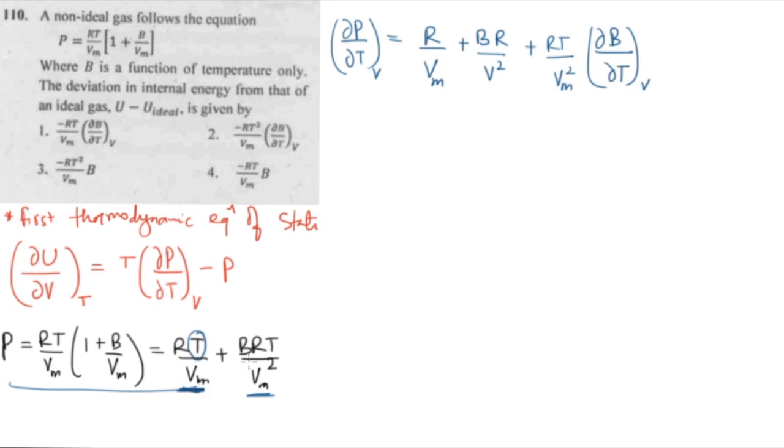This part can be easily differentiated. This particular part requires a product rule because b and t both are functions of t. So I have just used the product rule of differentiation.